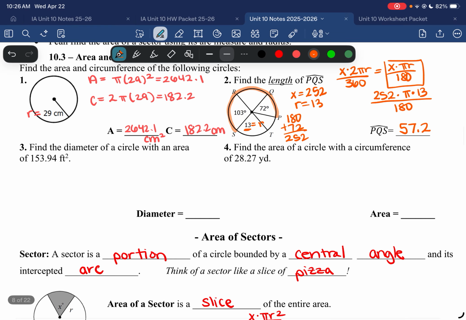Number three, find the diameter of a circle with an area of 153.94 feet squared. When we're working with this equation, our area is pi r squared. In this problem, it gave us the A, so we're going to plug that in and solve for r. First step is we need to divide this pi out before we can square root. So divide both sides by pi.